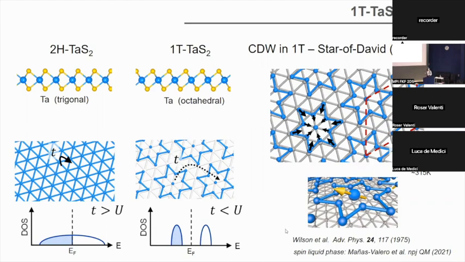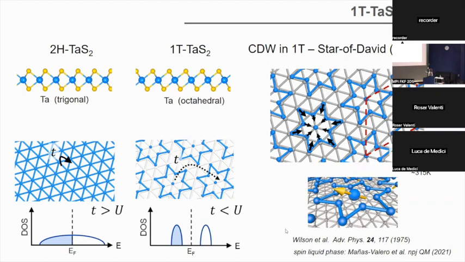However, when the system grows in the so-called 1T configuration, the tantalum is surrounded by an octahedral environment of sulfur. In this case, this system undergoes a charge density wave, as I was mentioning, at high temperature, where we have a distortion, as you can see here, of the nearest neighbor tantalums forming the Star of David. And what happens then is that it forms a molecular type of orbital, and what is left is the orbital of this tantalum at the center, which in fact defines a very well localized moment.